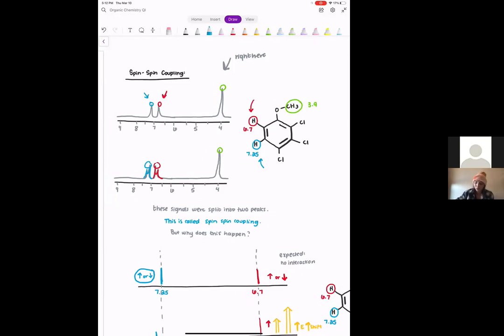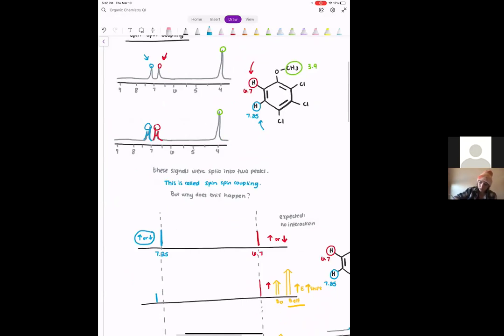When we look at the real NMR spectrum, we will see something more along the lines of this. So as you can see in the real spectrum, these 2 signals are going to be split, each into 2. And this is what we call spin-spin coupling. But why does this happen?